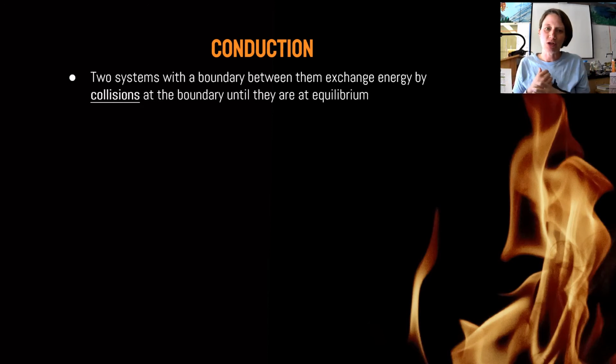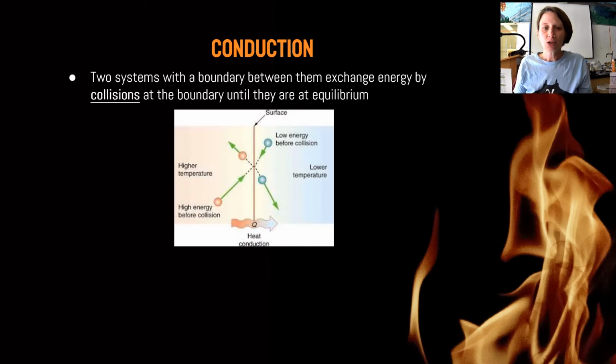If you have this situation, the only way those systems can exchange energy is through collisions between the molecules that are touching those boundaries. So for example, if you have a hot object on the left and a cold object on the right, the particles at the boundary are moving too, and they're going to collide with each other through that boundary. The fast-moving particles from one side are going to hit the slow-moving particles and speed them up. And then those particles move off and speed up other particles. Meanwhile, this fast particle lost some of its energy in that collision, so it's going to slow down.